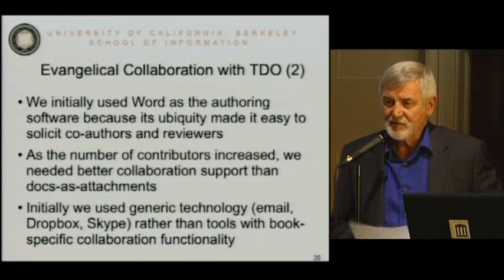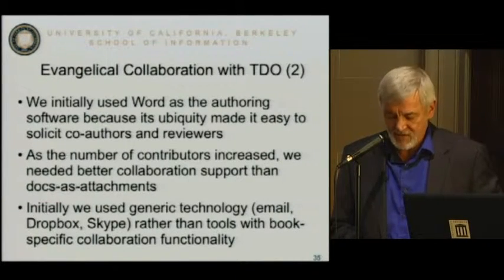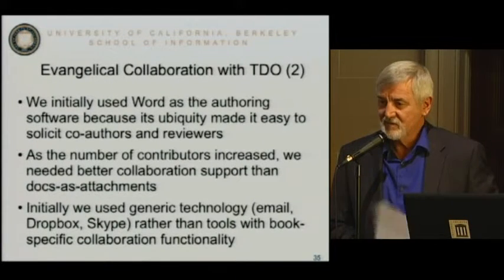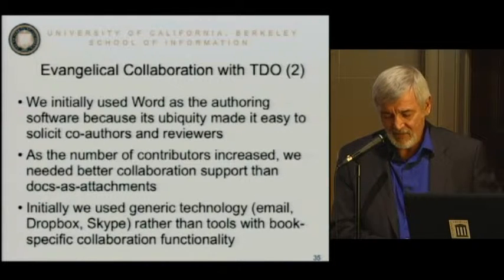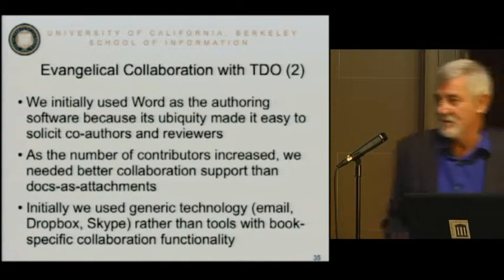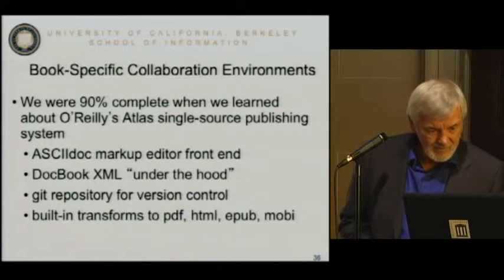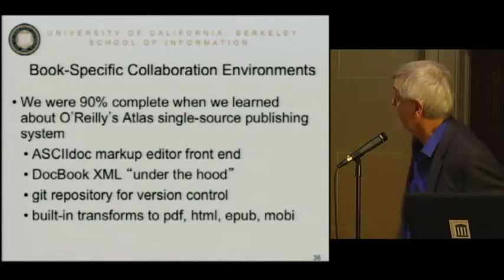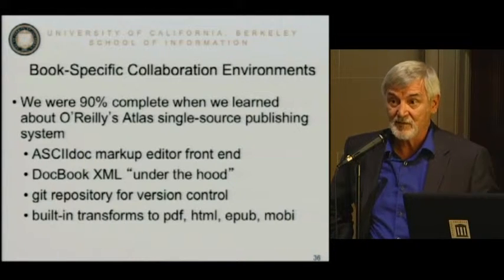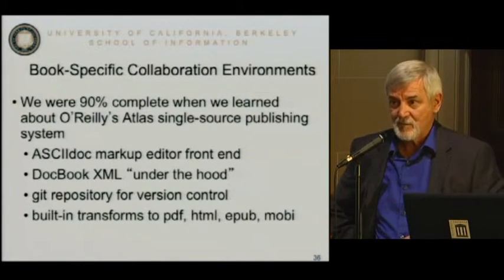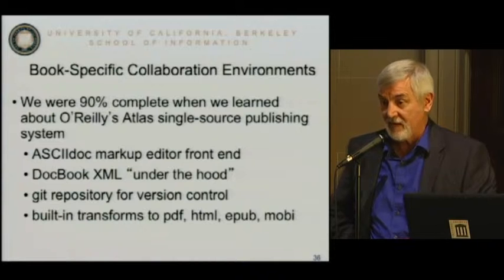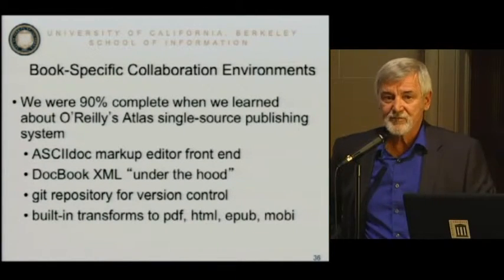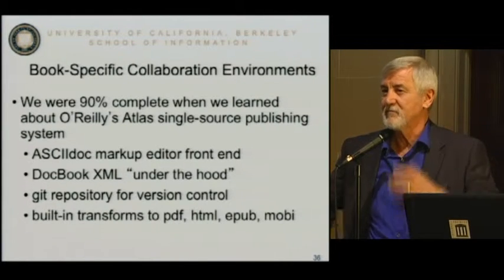And so we tried to use some kind of not book-specific functionality like Dropbox and Google Docs and Skype. And it was really getting difficult. And then a semi-miracle happened. I ran into the guys from O'Reilly who had this thing called Atlas, which is this wonderful collaborative authoring environment, single-source publishing built around DocBook XML, and I was doing XML in 1980, so I could do it. And it has all these good features and built-in transforms for all the source, thank you, Adam.